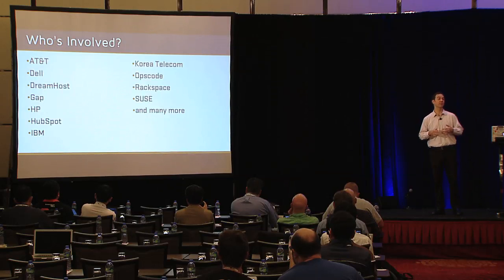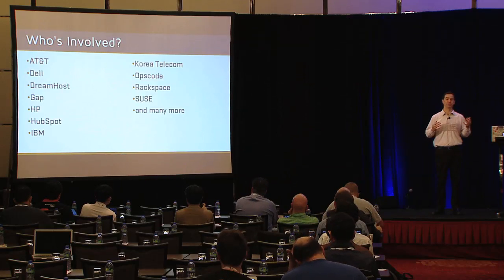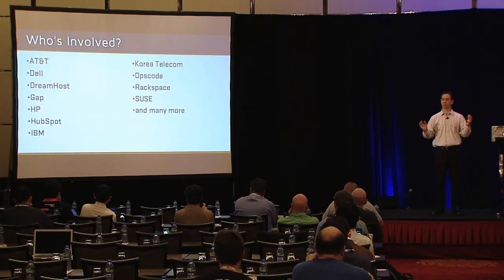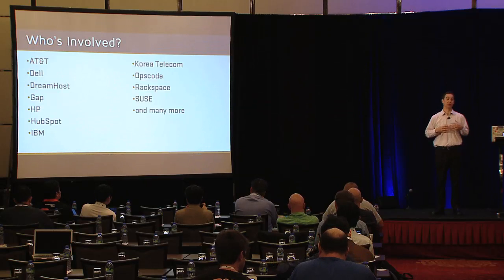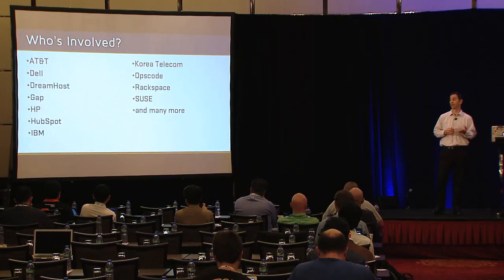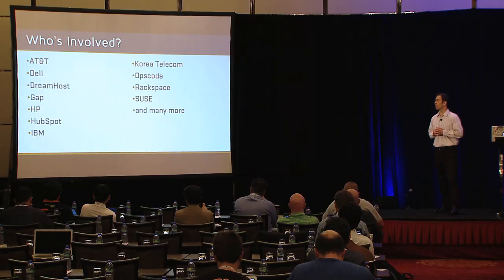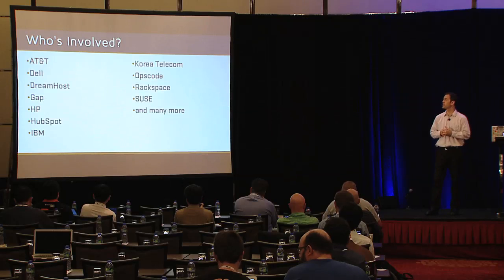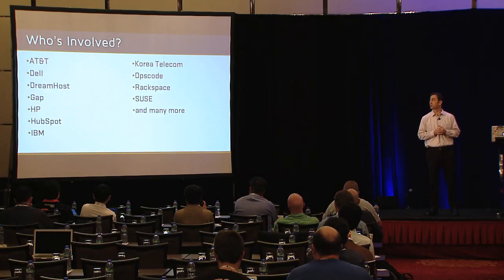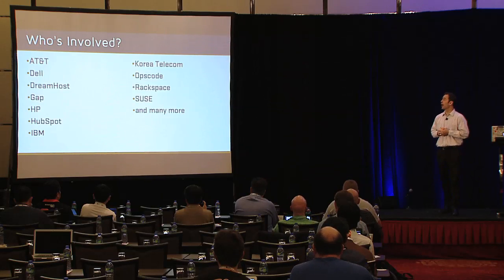They've used them in the past. As Justin mentioned, there's a kind of genealogy: the cookbooks have been branched and forked and merged, and a lot of people have used these cookbooks over the years. They actually got their start at Anso Labs with the Bexar release. So it goes back pretty far. DreamHost is using these. Gap is now using Rackspace Private Cloud. HP is using branches of these.